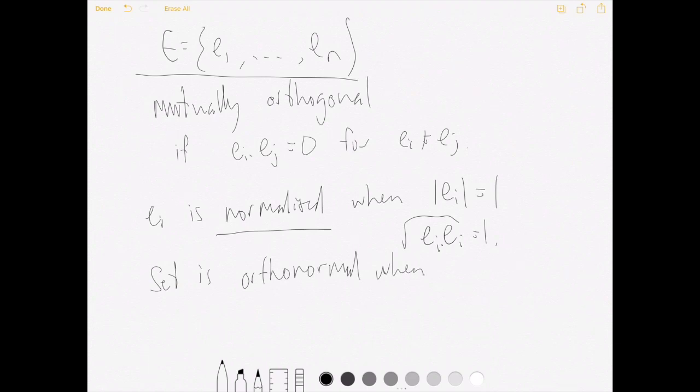So a set is orthonormal when it's mutually orthogonal and each member is normalized.